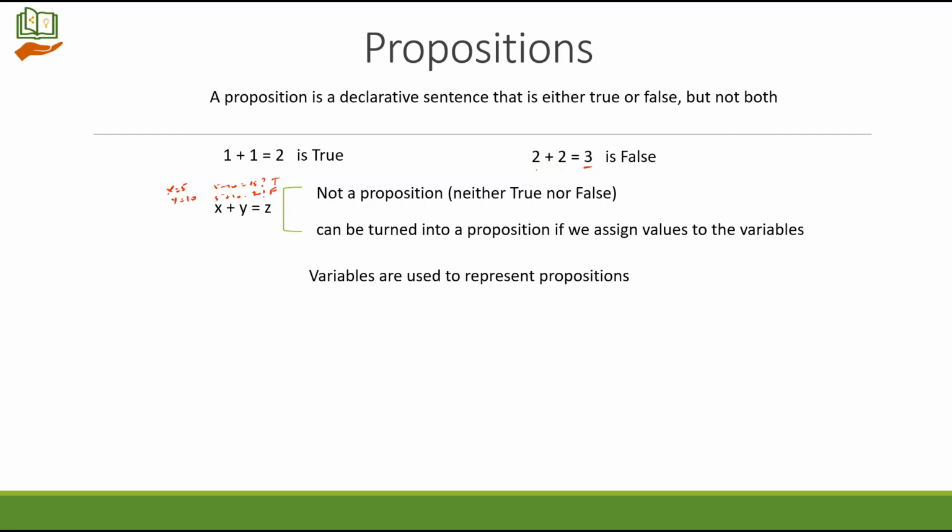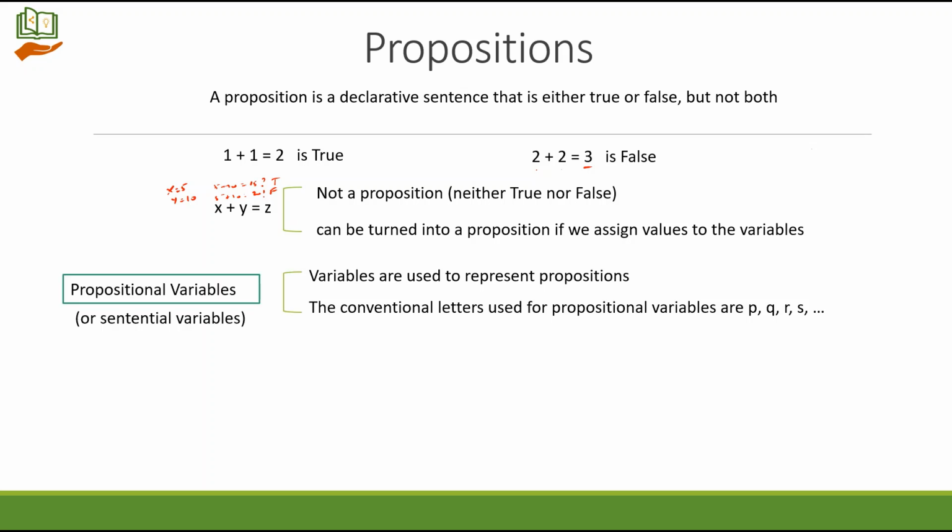Variables are used to represent propositions. The conventional or traditional letters that we use for propositional variables are P, Q, R, S. If you have come across questions involving propositional logic, mostly you will find that for 2 variables they would have used P and Q, for 3 variables they will be using P, Q, R, and for 4 variables they will be using P, Q, R, S. These variables are called propositional variables, and they can also be called sentential variables.